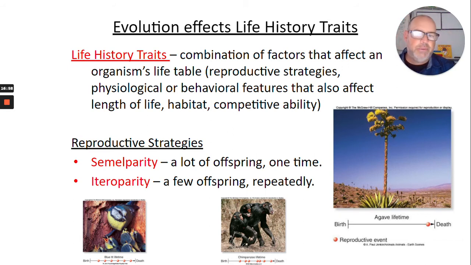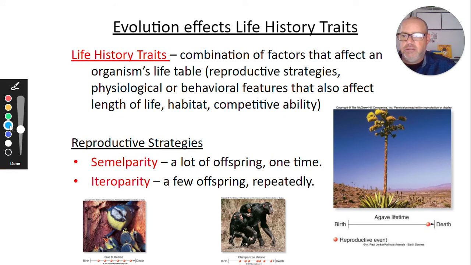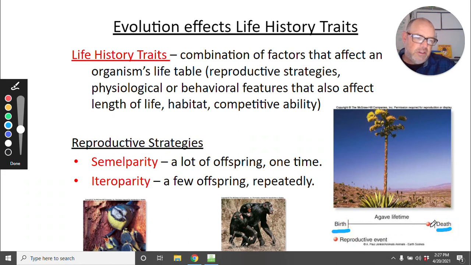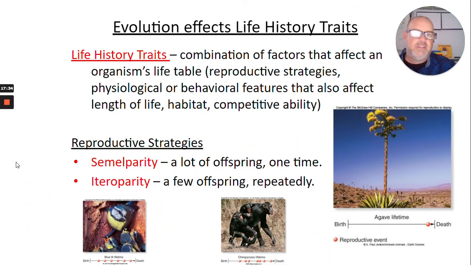Reproductive strategies, just a couple terms here: semelparity, iteroparity. A lot of offspring at one time. This is kind of like our agave tree over here. Notice birth, death, and just before death, there's a red dot. Well, that red dot means it's a reproductive event. So they live their whole lives not really reproducing. Now they have a bunch of offspring, and then they die really late in life. So this will be a lot of offspring all at one time, which is very different than having a few offspring repeatedly, right? And lots of organisms just have a few offspring each year, every other year, stuff like that.